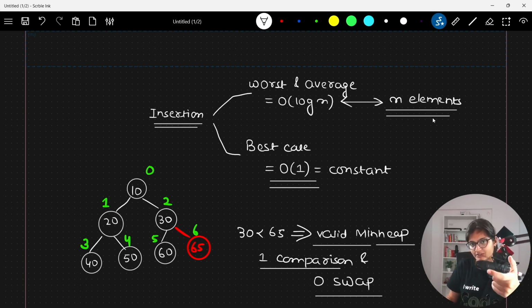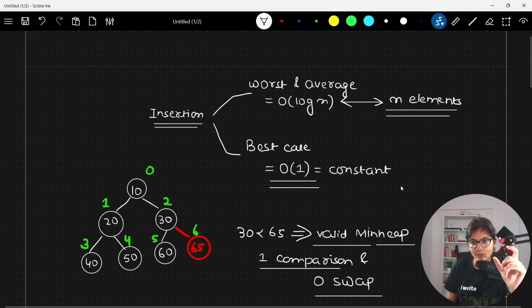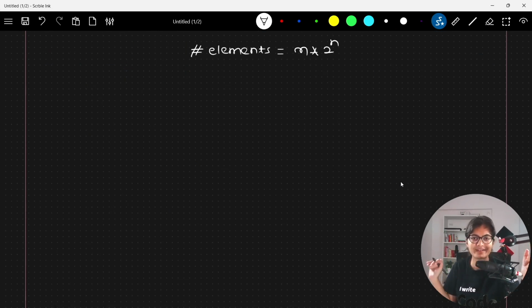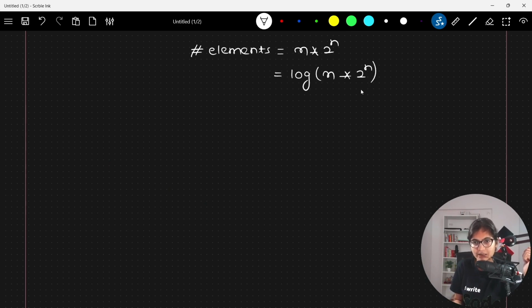But when someone tries to manipulate the question by saying that now we don't have n elements, but we have n into 2 to the power n elements in total, at that point your answer will also change. Why? Because now it will be log of n into 2 to the power n. Can I write it like this?